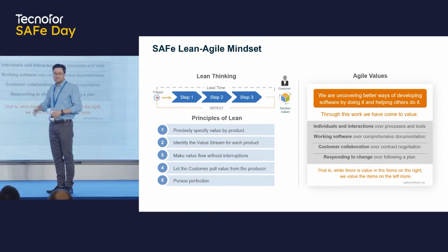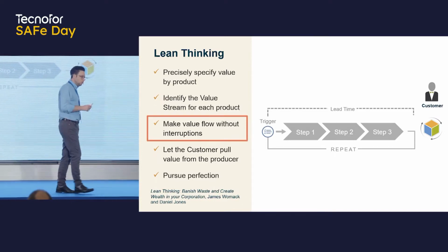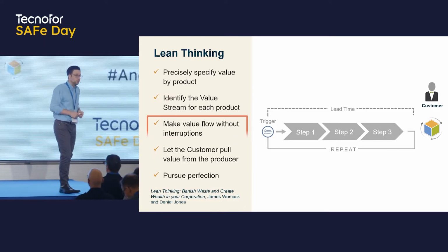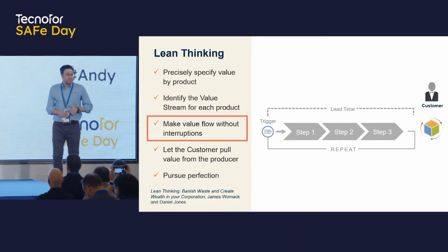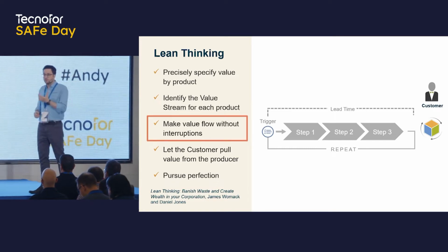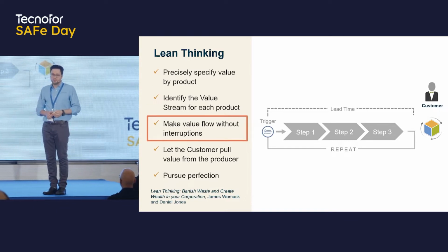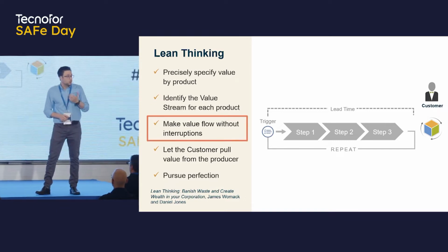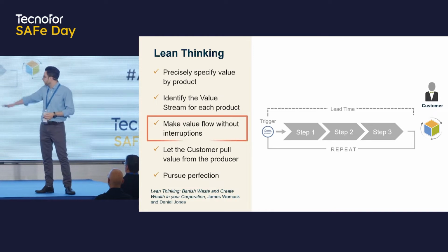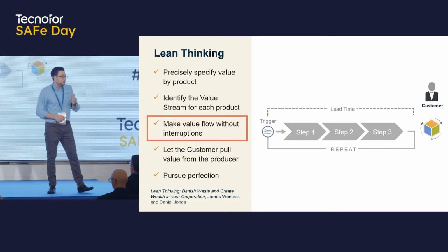We're going to stay with lean today, and we're going to have a look at these 5 lean principles. One of the things that we're working on in the framework at the moment is how we can describe lean clearly. And we're starting to move away from the house of lean, which you will have seen in the framework, to these 5 lean principles. I'm going to talk about them very quickly, and then we're going to focus on the third one, make value flow without interruptions, as the topic of today's talk.